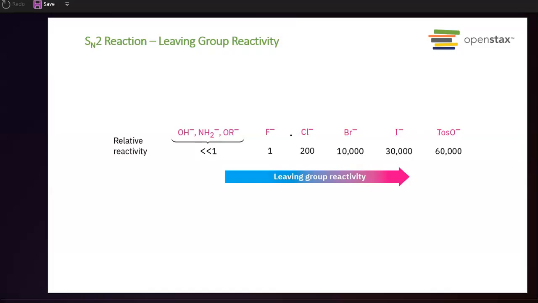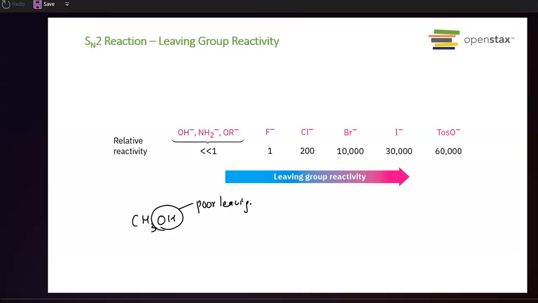So for example, weak bases such as Cl minus, Br minus, and tosylate ions are good leaving groups, while strong bases like OH minus and NH2 minus are poor leaving groups. That's why if you take an alcohol, it's very difficult to do an SN2 substitution reaction just by removing the OH, because this is a very poor leaving group.